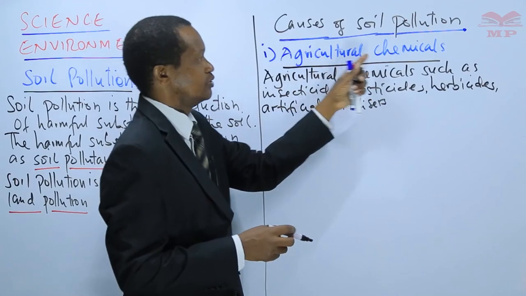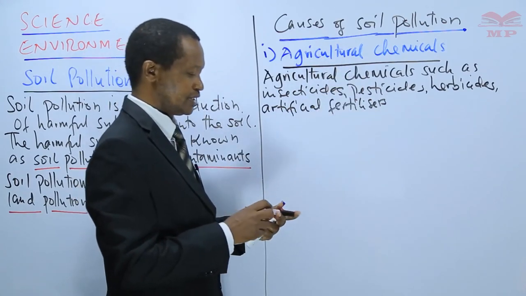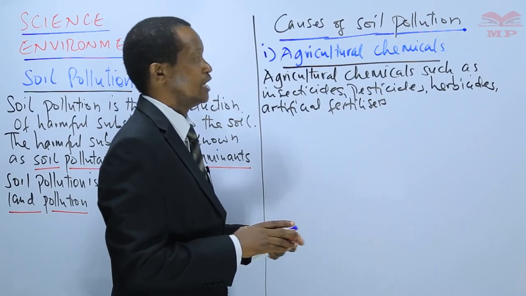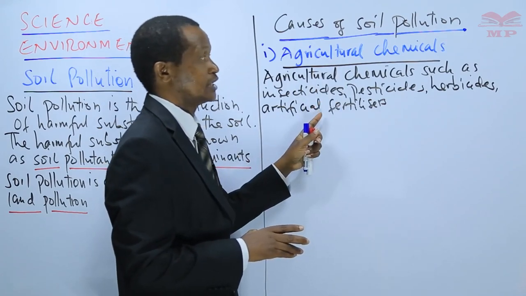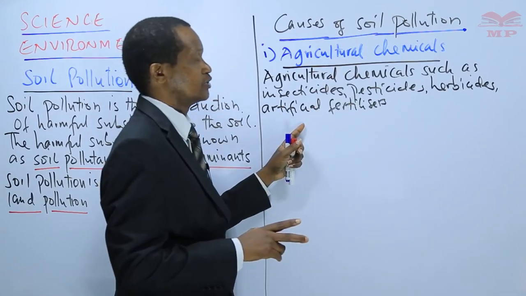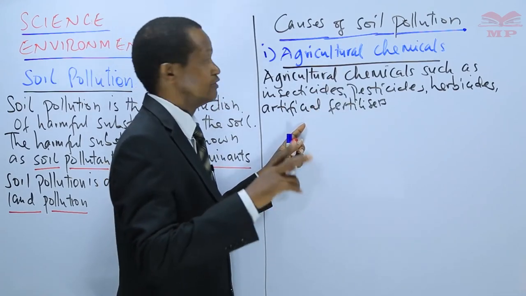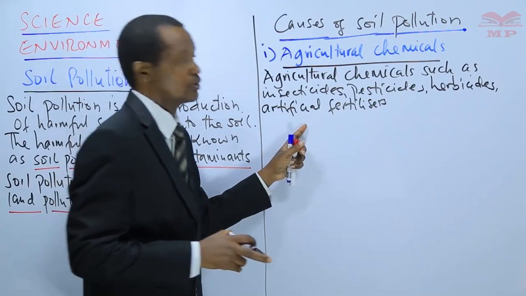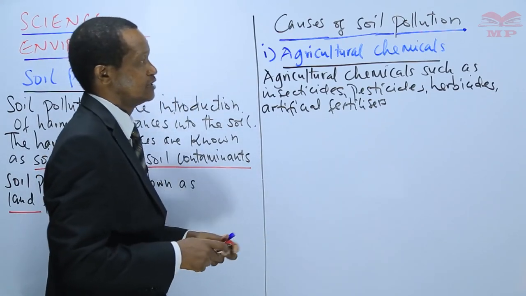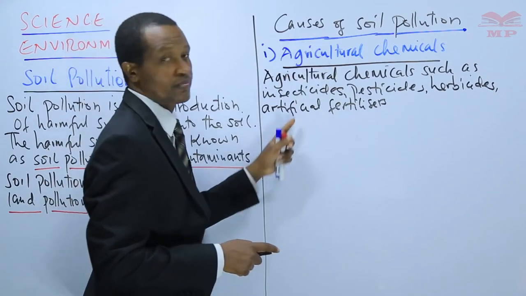So farmers ought to be educated on how to use these agricultural chemicals and, if possible, avoid using them, but instead use biological chemicals. Now, that's the first cause of soil pollution.